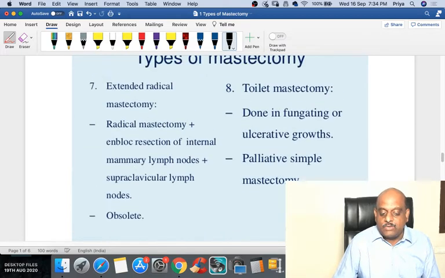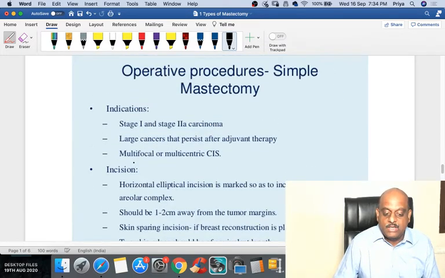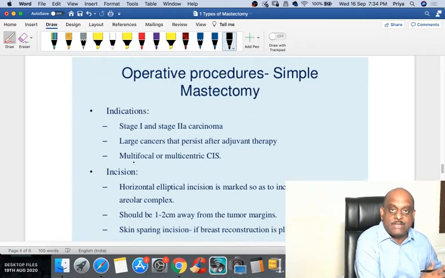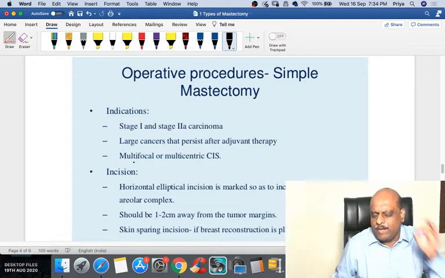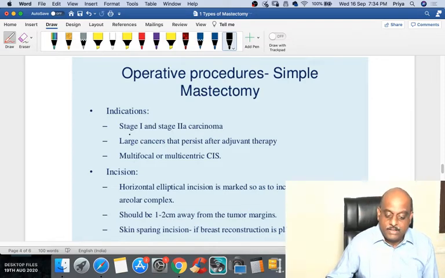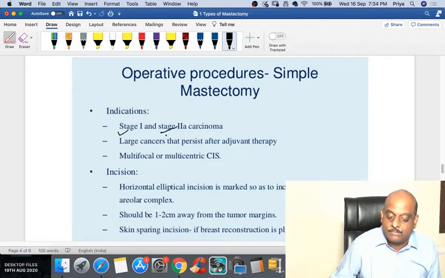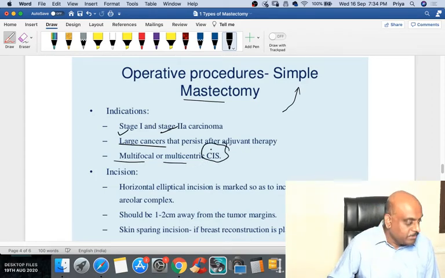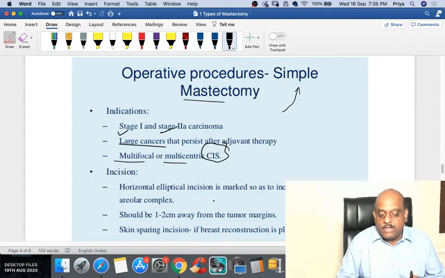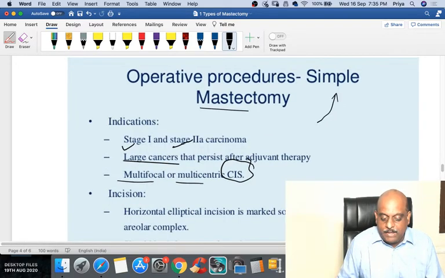So, one of the favorite questions asked by the examiner is, what are the indications for simple mastectomy? What are the indications for radical mastectomy? This is one point frequently tested in the NEET PG. Stage 1, stage 2A carcinoma are the indications for simple mastectomy. And the large cancers which are persisting after adjuvant therapy is an indication for simple mastectomy. Similarly, multifocal, multicentric carcinoma in situ is also an indication for simple mastectomy.